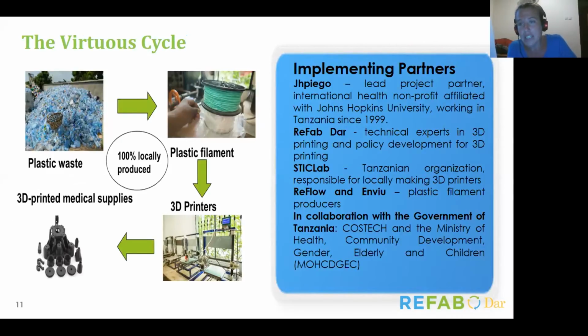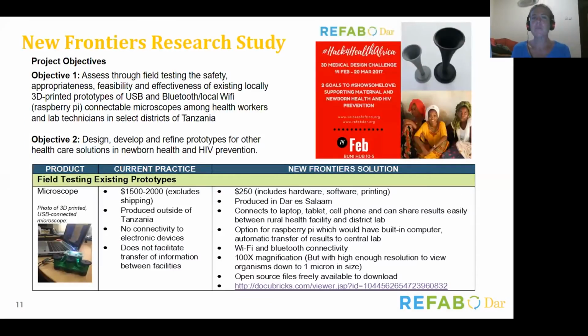I work on the policy and work with the government and do all of the webinars like this to try to get support. Stick Lab actually makes the printers. ReFlow and NVU make the plastic filament. And then, like I said, we work with CosTech and with the government and Ministry of Health and all of those wonderful people.